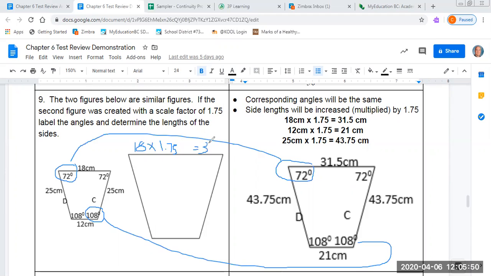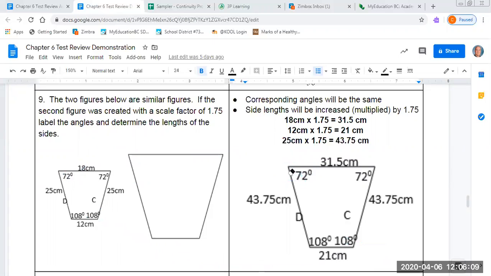So we're going to do the same thing for each of the unique side lengths. Obviously we have 25 twice, so that would be the exact same for both of these, and then 12 times 1.75, which would be the 21 down here. So once again, when we do that, we can easily label and figure out missing side lengths. So hopefully that makes sense to everyone.